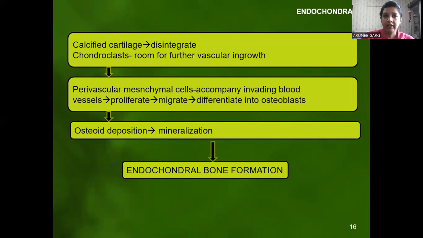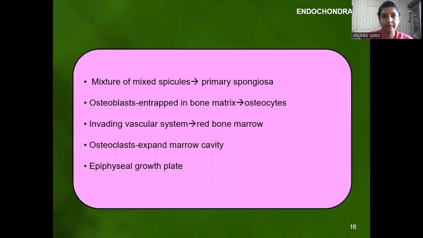The calcified cartilage then disintegrates, and the chondroclasts make room for further vascular ingrowth. Perivascular mesenchymal cells accompany the invading blood vessels. They proliferate, migrate, and differentiate into osteoblasts, which again help in bone formation. The osteoid deposition takes place first, and then there is mineralization. This is how endochondral bone formation occurs.